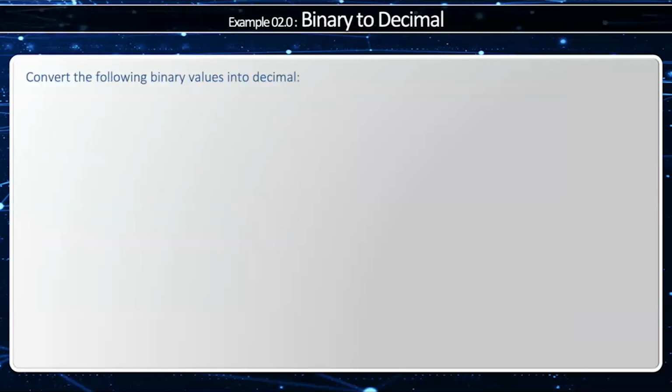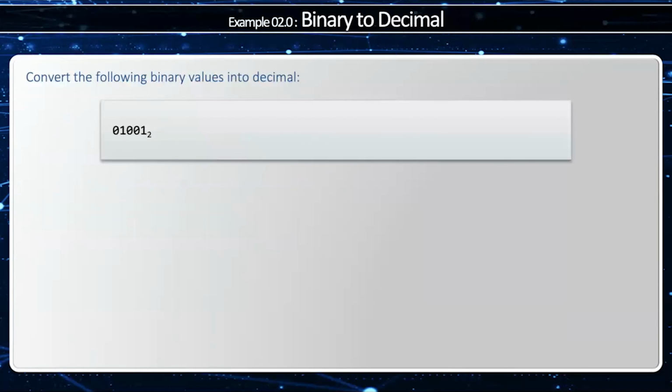Okay, let's practice this. So take the binary number 01001, and notice the subscript 2, that means it's binary, it's base 2. How do I turn that into decimal? See if you can solve this problem. Pause the video if you like.